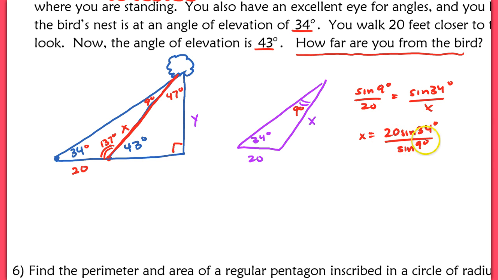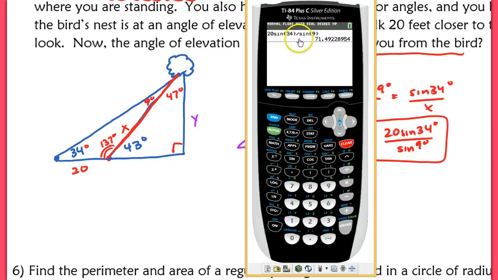Or I'm sorry, that's just a 9. So that's my exact answer. Now when I type that into my calculator, I want to make sure that, one, you know how to type it in, but also that it's in the right mode and that I can store that value. So here I've typed it into my calculator already, and I end up with 71.49 feet.